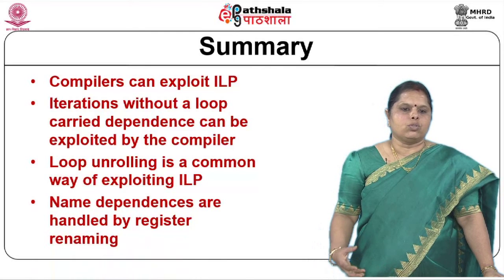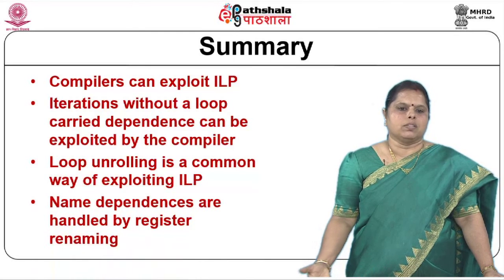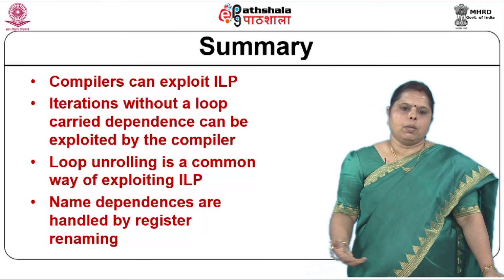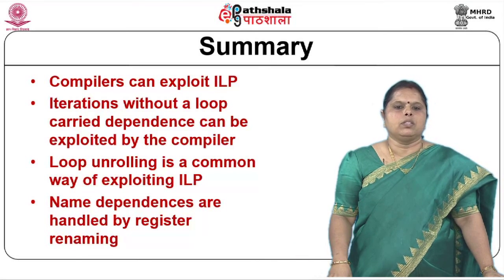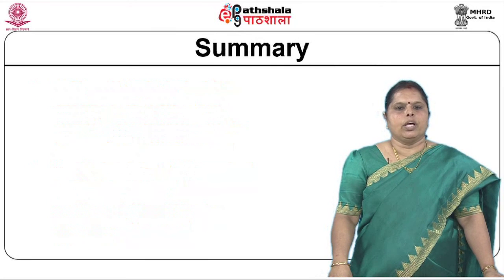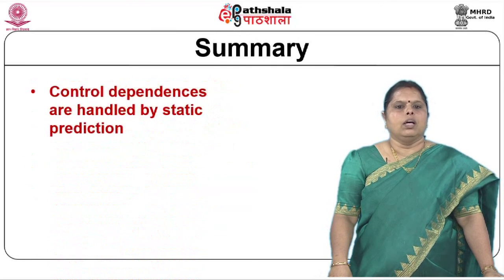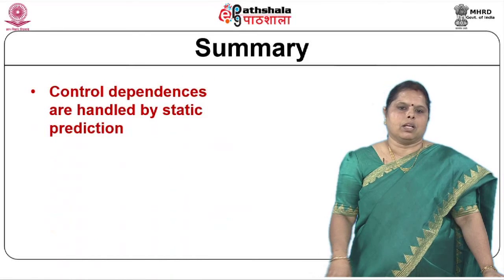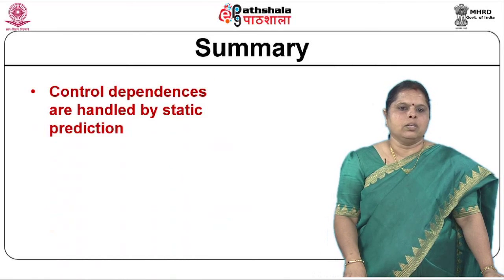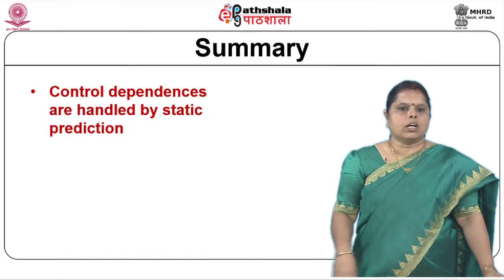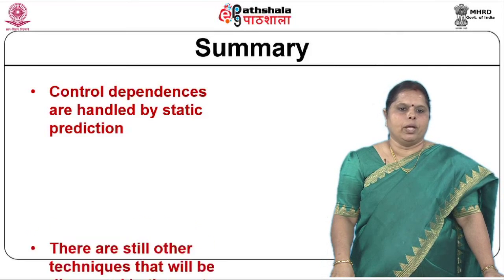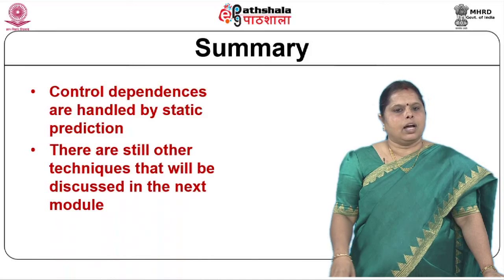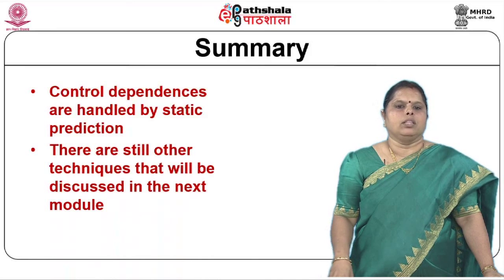Basically, the idea is to generate enough number of parallel instructions. Instructions can be parallel only when they don't have any dependencies. So all name dependencies will have to be resolved by doing a register renaming process. And control dependencies are basically handled by means of static prediction. And in most of the unrolls, the control dependence itself is getting removed because you are removing the loop maintenance code. And there are still other techniques that we will be looking at in the next module.